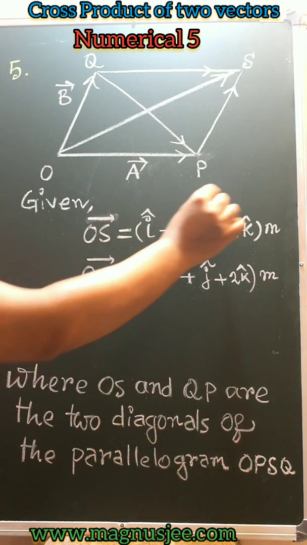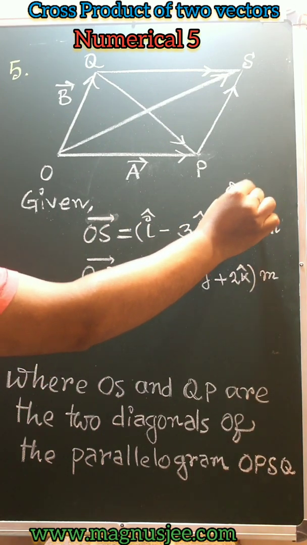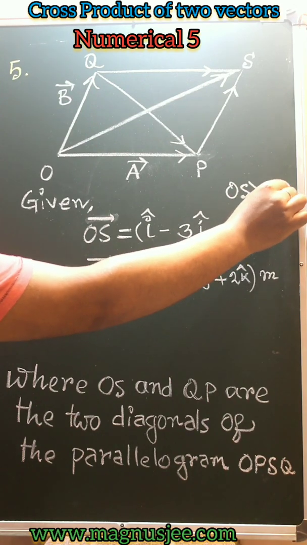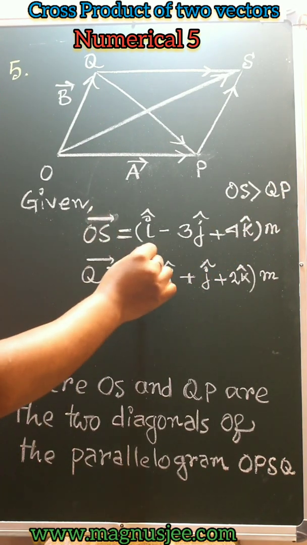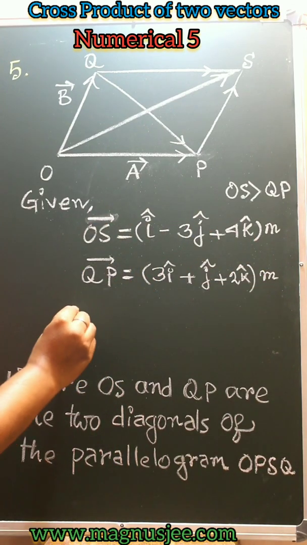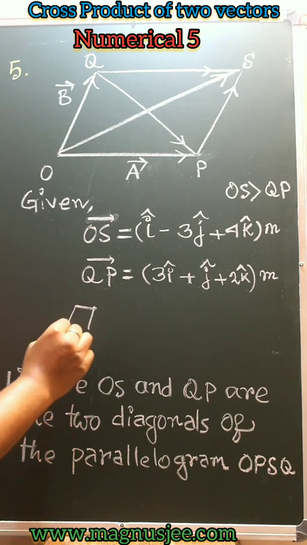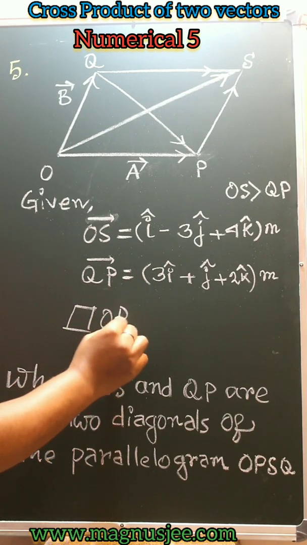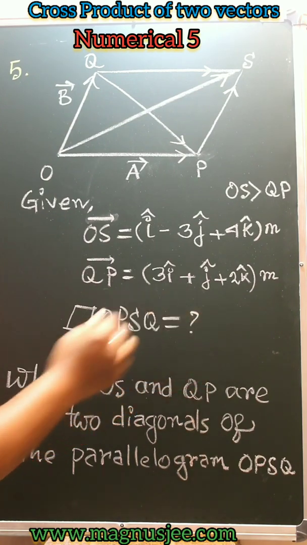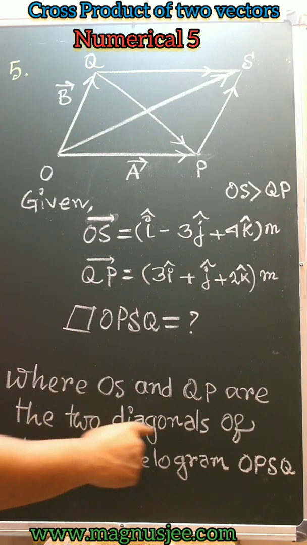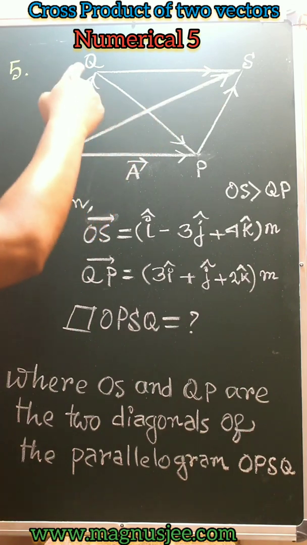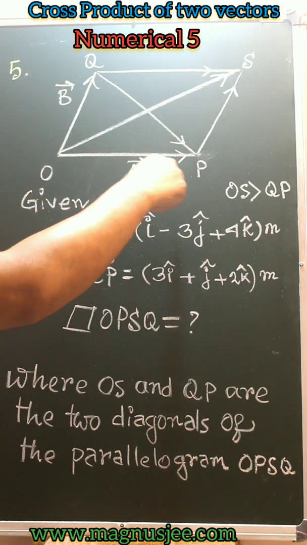In this case we have to find, and here we can write that the diagonal OS is greater than the diagonal QP. OS is equal to i cap minus 3j cap plus 4k cap, and QP is another diagonal. And in this case we have to find the area of the parallelogram OPSQ equal to question mark, where OS and QP are the two diagonals of the parallelogram OPSQ.